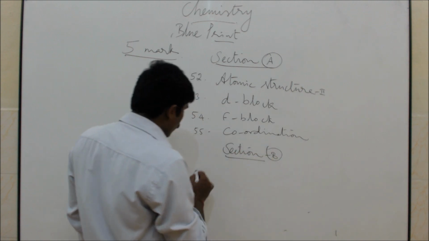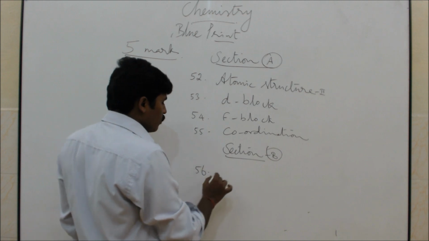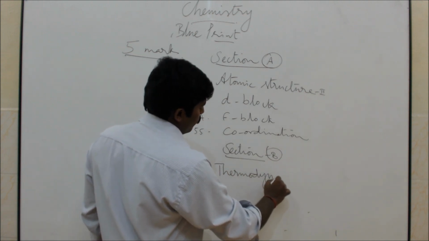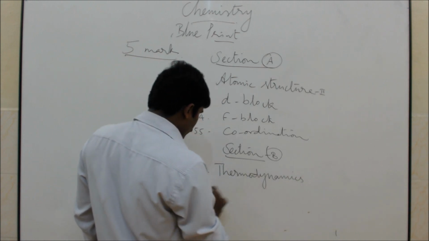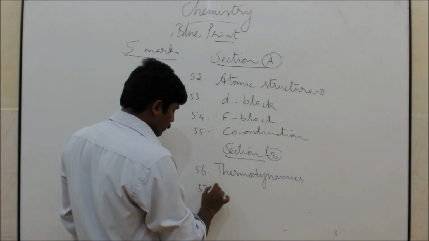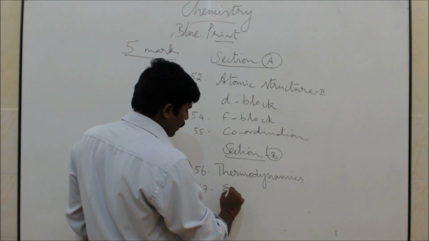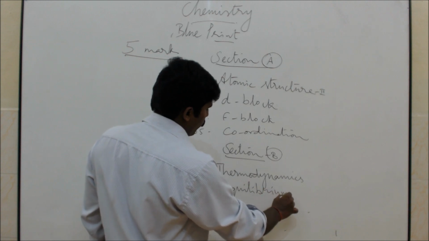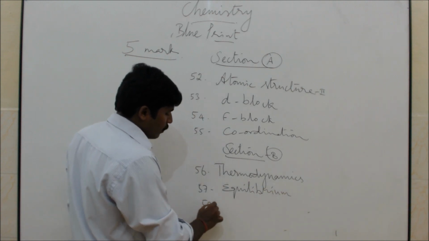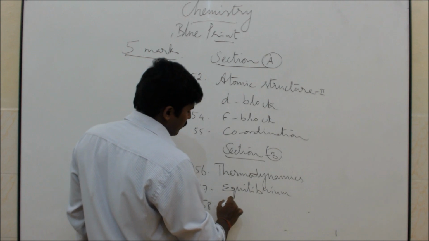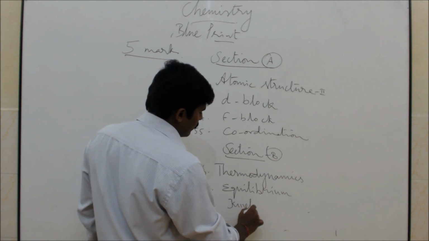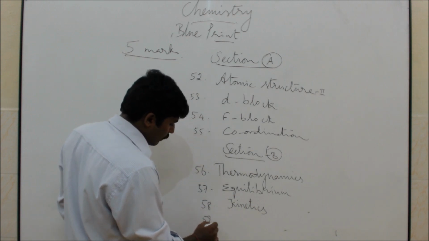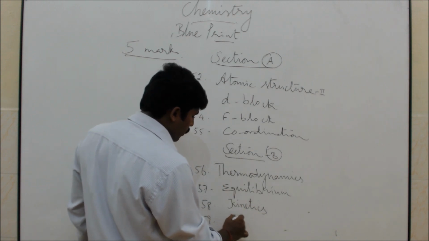Then Section B. Question number 56 goes to thermodynamics. Question number 57 goes to chemical equilibrium. Question number 58 goes to chemical kinetics. Question number 59 goes to electrochemistry 2, the problem part.